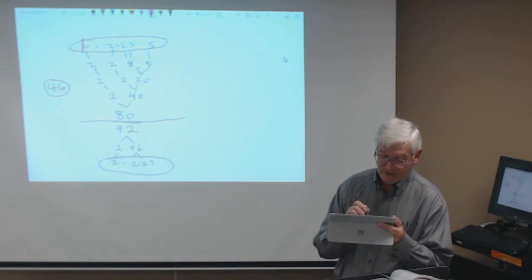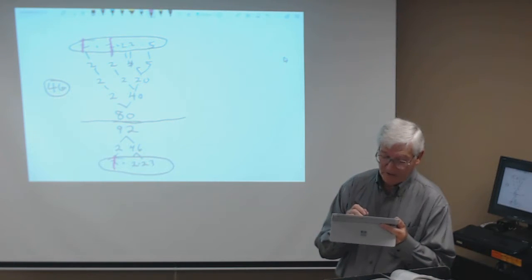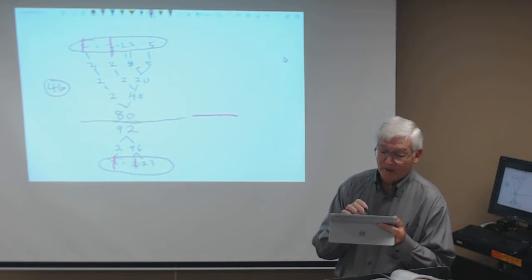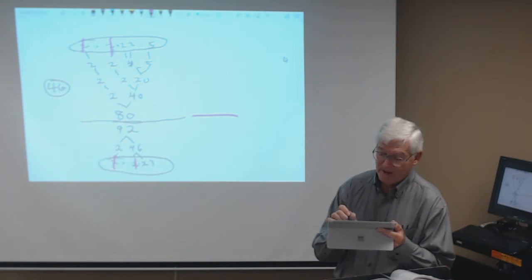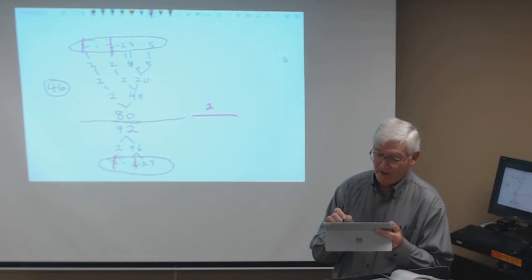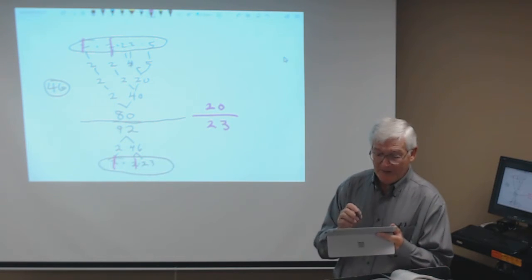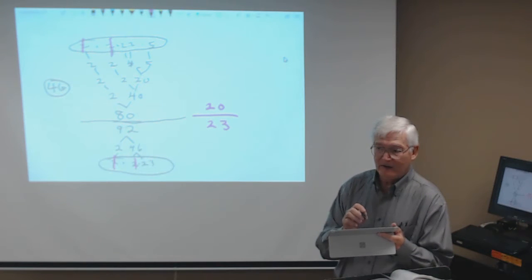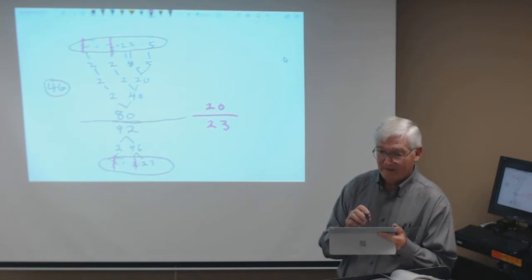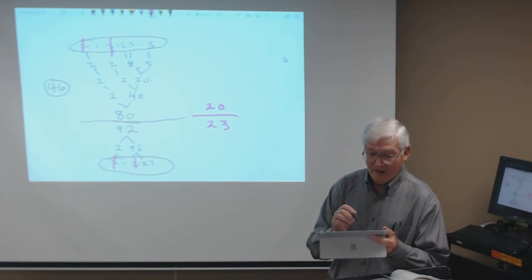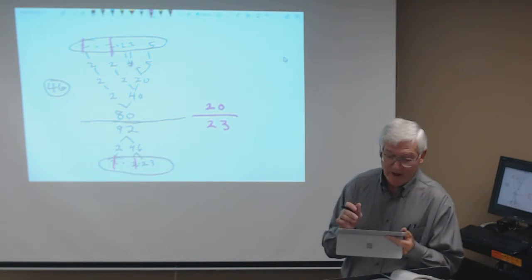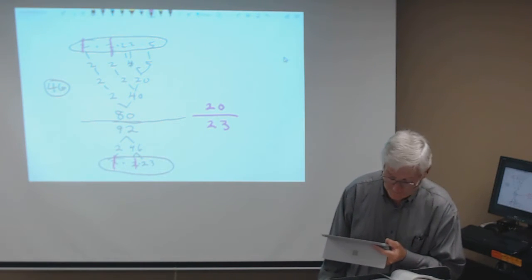This 2 and this 2? So the answer would be what? What's 2 times 2 times 5? 20. 20 over 23. Were some of you taught to reduce fractions like that earlier in life? It helps too, doesn't it? I mean, building these factor trees really helps simplify fractions.